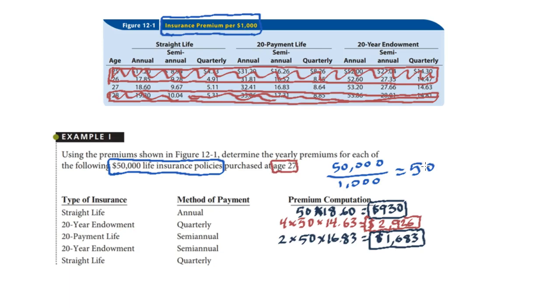So let me know if you have any concerns about using figure 12.1. Once you figure it out, you'll be able to determine how to answer any problem from Learning Objective 5 from Chapter 12.